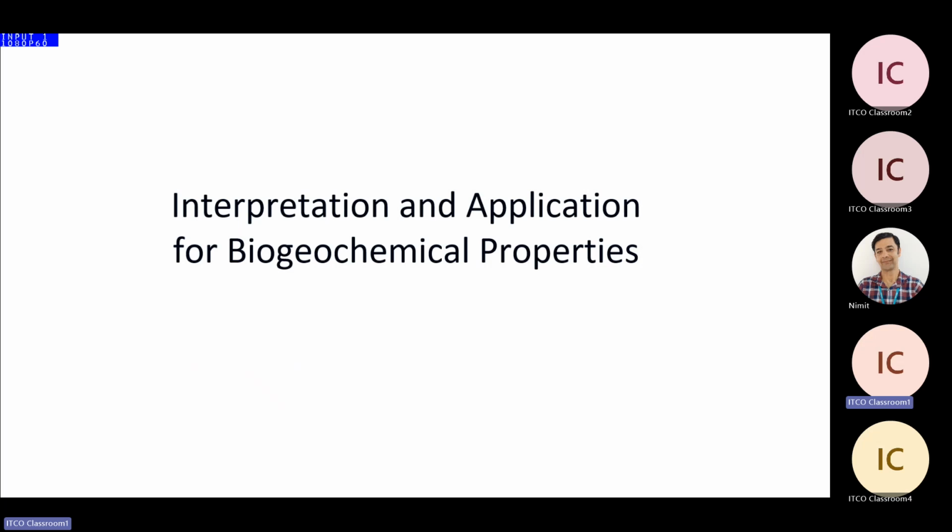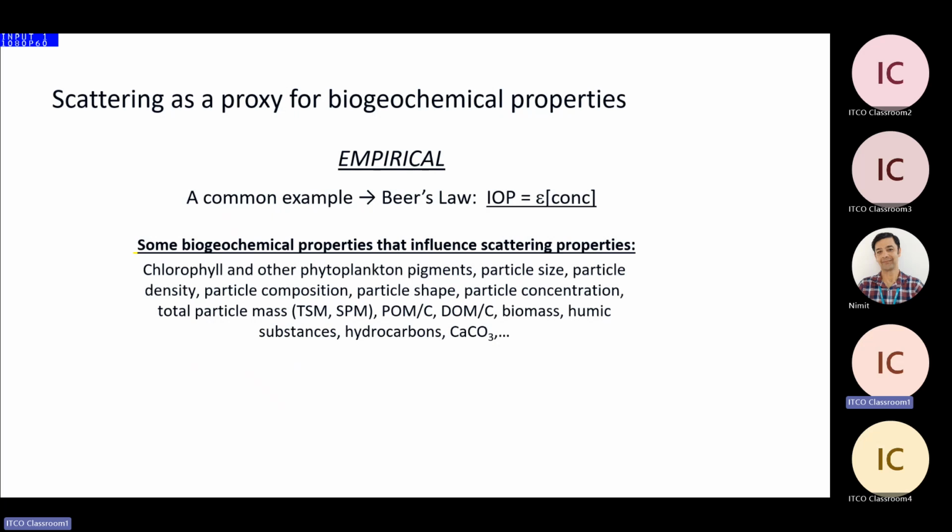Now I'm going to move to interpretation of an application of the biogeochemical properties. So what can scattering tell you about that?